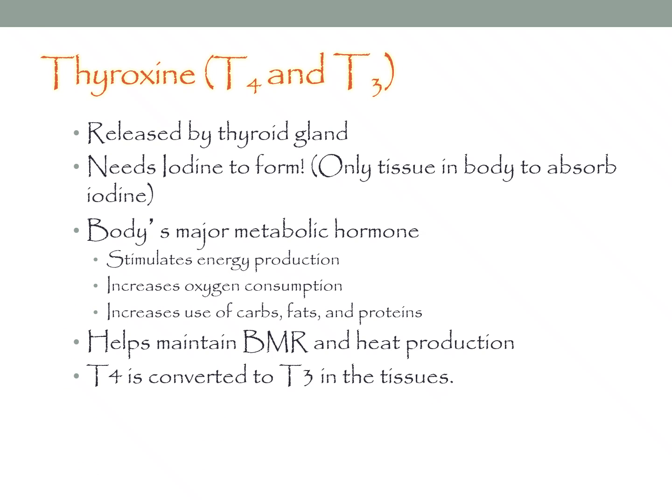The thyroid gland is the only tissue in the body that can absorb iodine, and it requires iodine to create the thyroid hormones. We see here that it says T4 and T3. T4 is actually considered the free thyroid hormone. T4 is actually converted into T3 in the tissues. So for our purposes, we're going to consider T4 and T3 thyroxine.